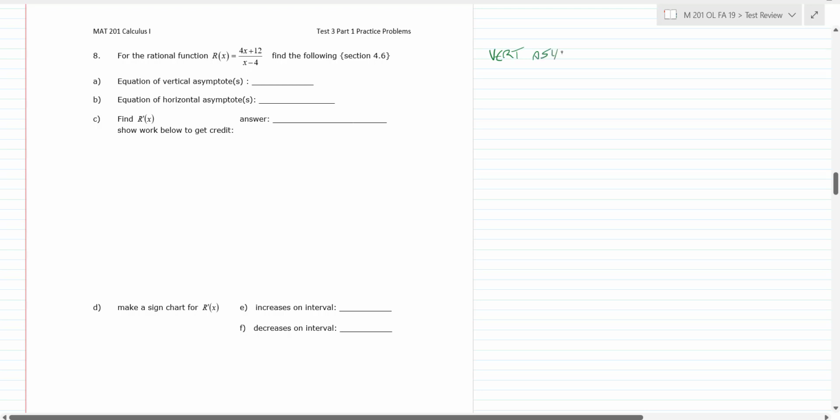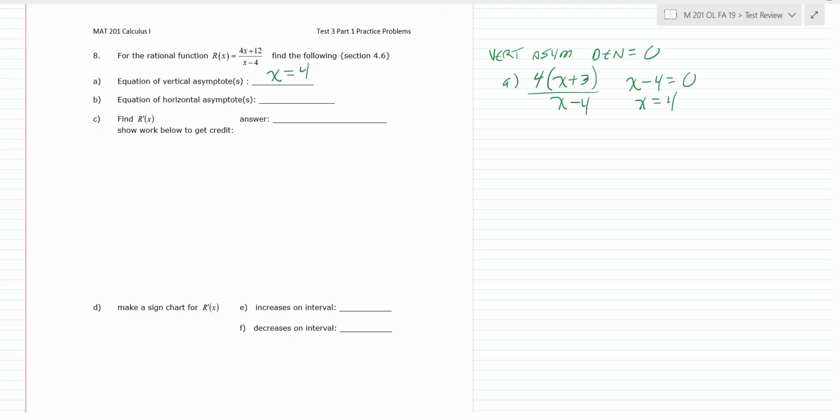is always just going to occur where the denominator is equal to 0. And we're talking about the simplified form of this rational function. So on this part A, you could factor out a 4 at the top. You don't have to, but I want to show you that nothing cancels out. So when you do a vertical asymptote, you want to cancel anything that cancels before you figure out what makes the denominator 0. So basically what we have is x minus 4 equals 0. You can do that in your head. That vertical asymptote is x equals 4.